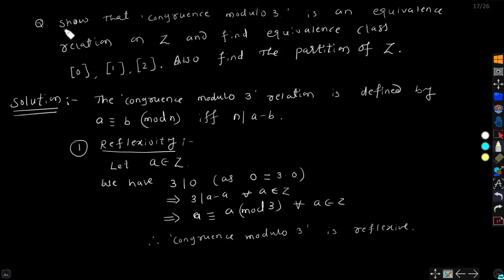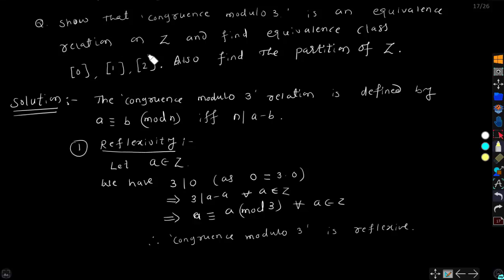Hello students, let us discuss one more example based on Congruence Modulo 3. The question is, show that Congruence Modulo 3 is an equivalence relation on Z and find the equivalence class containing 0, containing 1, containing 2. Also find the partition on Z.